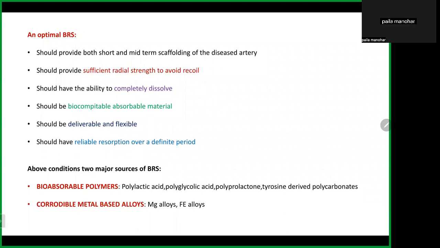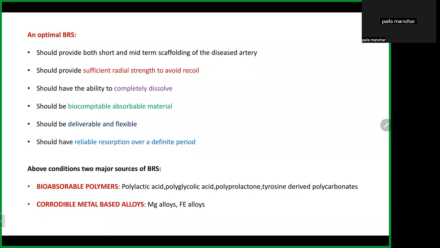So considering these two major aspects, currently there are two types. One is the bioabsorbable polymers like polylactic acid, polyglycolic acid, polycaprolactone, and tyrosine-derived polycarbonates. The other is corrodible metal-based alloys like magnesium and iron. When magnesium is made into an alloy, it reacts with the water in your blood and is metabolized to magnesium oxide and nullified, and it is the same way with the iron alloys. So these are the things.